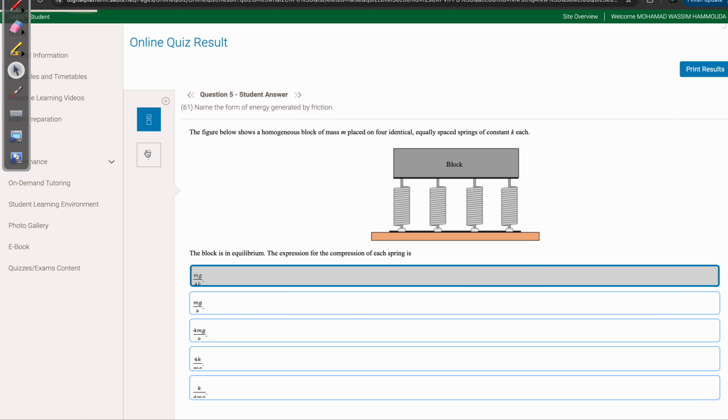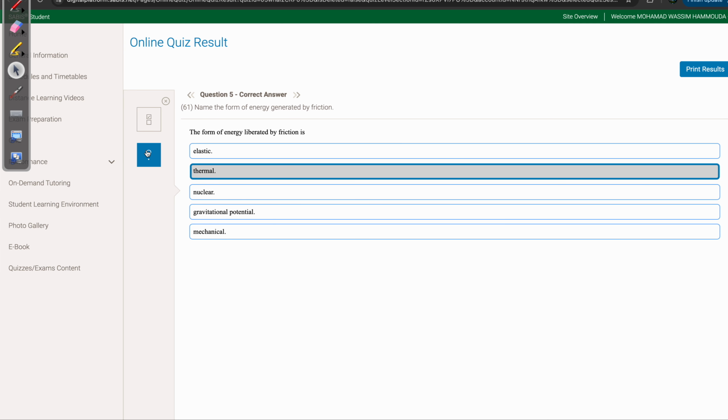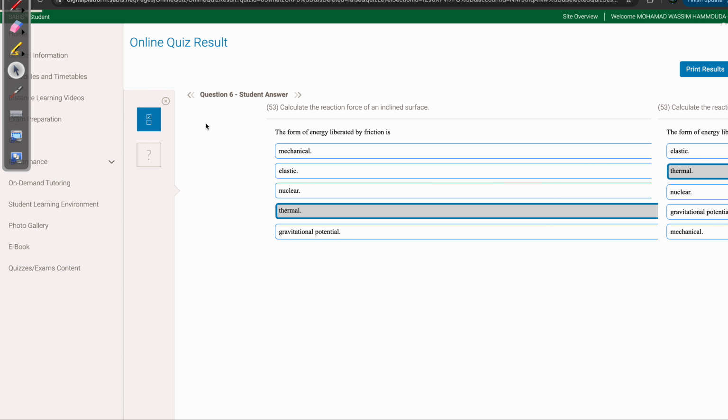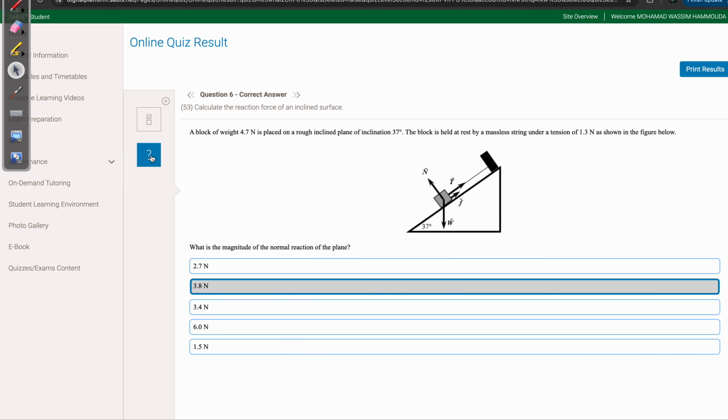Number 5. The form of energy liberated by friction is thermal energy, which is heat. A block of weight 4.7 Newton is placed on a rough inclined plane of inclination 37 degrees. The block is held at rest by a massless string under a tension of 1.3 newtons shown below.